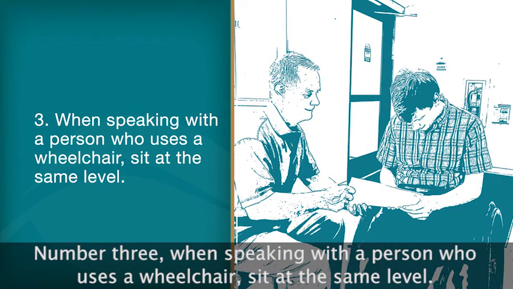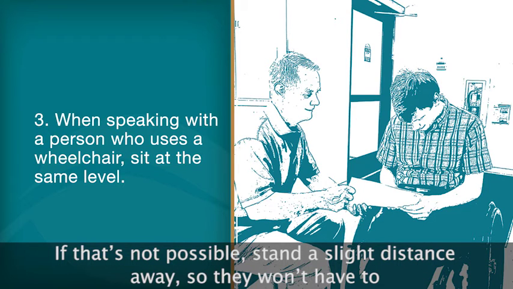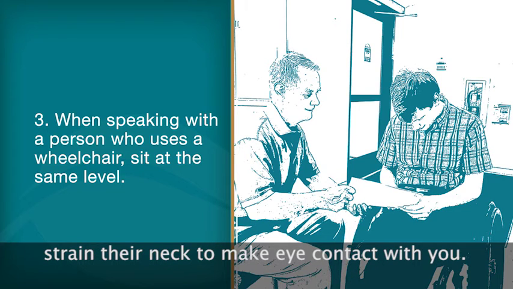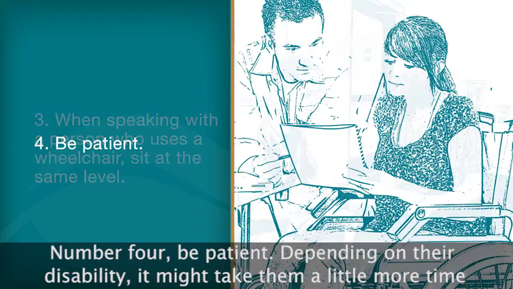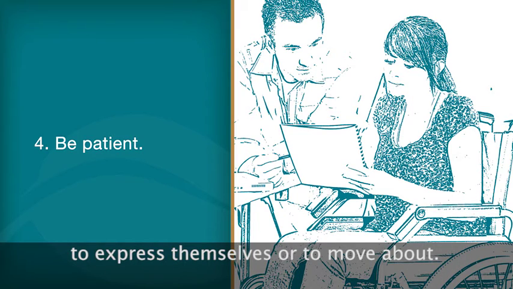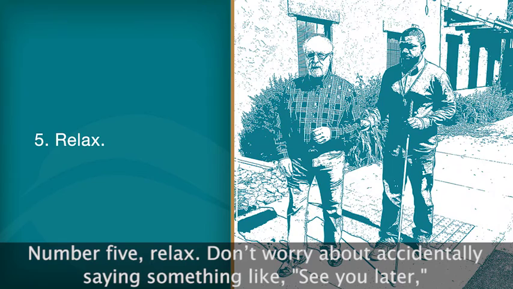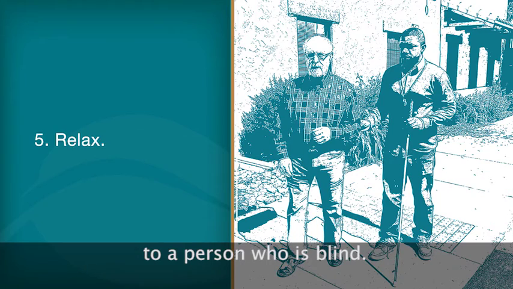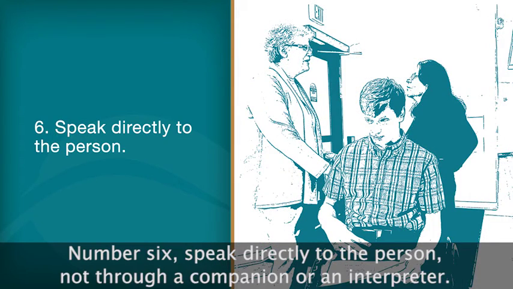Number 3, when speaking with a person who uses a wheelchair, sit at the same level. If that's not possible, stand a slight distance away so they won't have to strain their neck to make eye contact with you. Number 4, be patient. Depending on their disability, it might take them a little more time to express themselves or to move about. Number 5, relax. Don't worry about accidentally saying something like, "See you later," to a person who is blind. Number 6, speak directly to the person, not through a companion or an interpreter.